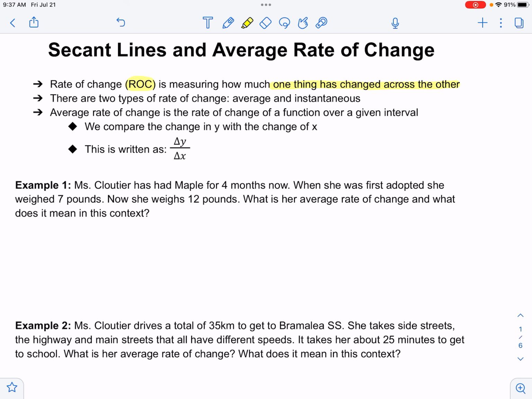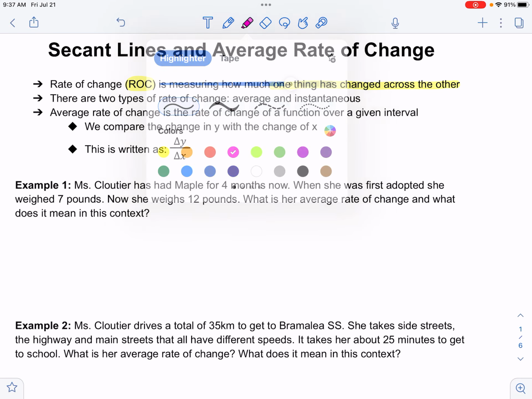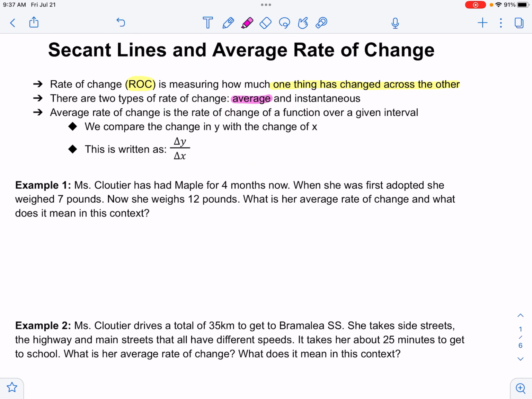There are two types of rate of change that you're going to learn about. The first one is average rate of change. That's what we're focusing on today. And then the other one is instantaneous rate of change. Average rate of change is the rate of change of a function over a given interval, so over a certain period. It might look like square brackets, or it might say between two values. You're going to be given an interval.